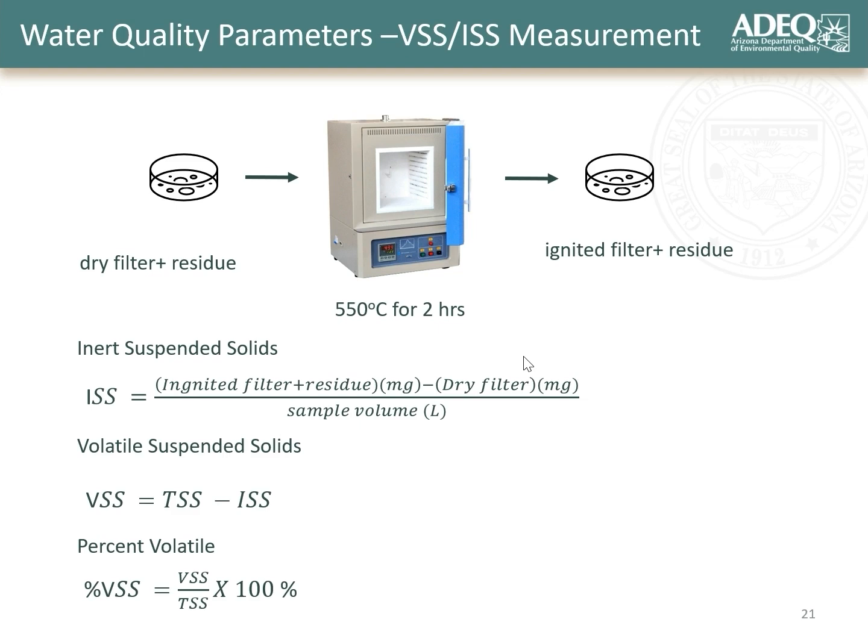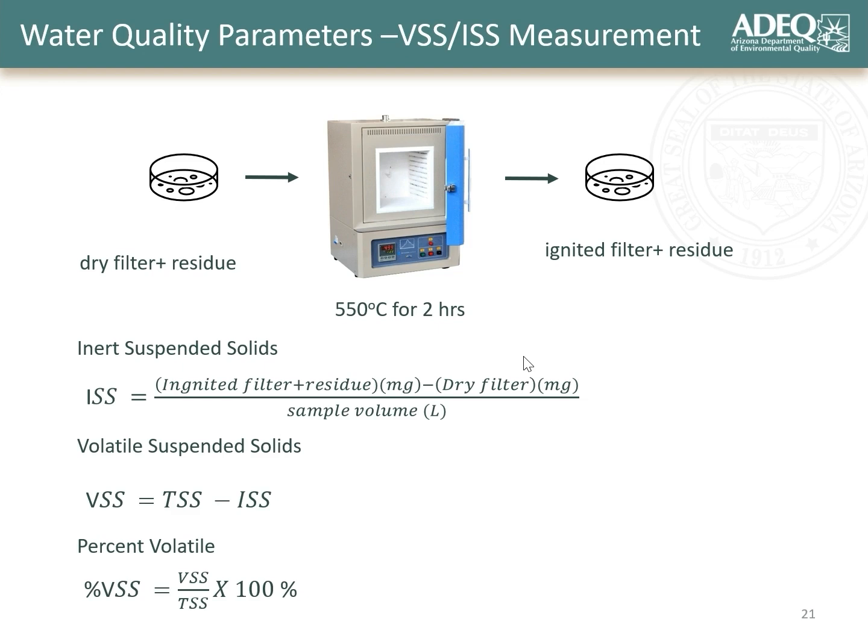To measure the volatile suspended solids and the inert suspended solids, you take that exact same dry filter from the previous slide and put that in a muffle furnace at 550 degrees C for 2 hours, at which point any of the organic material will be ignited off, and all that's left on that filter is the ash, which is the inert suspended solids, and the filter itself. And so then you take that sample out and weigh that filter, and that will give you your value of ignited filter plus residue. Then using that number, we can calculate the inert suspended solids. So look at the equation below for inert suspended solids.